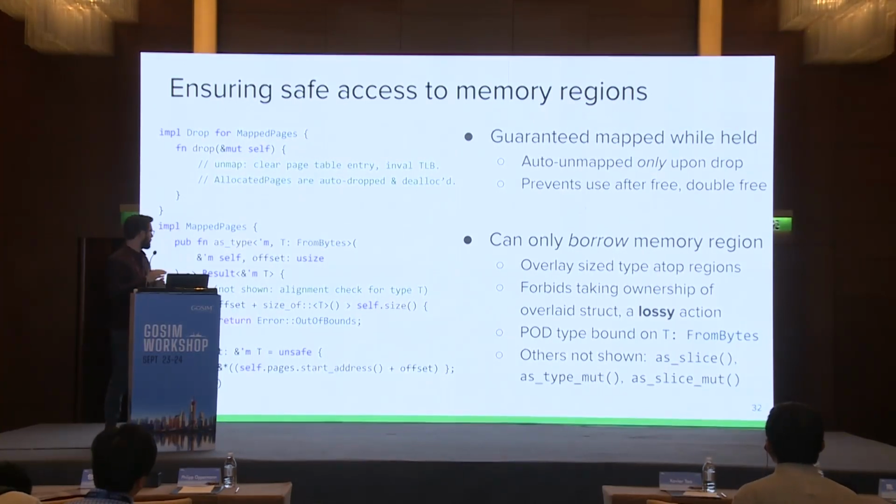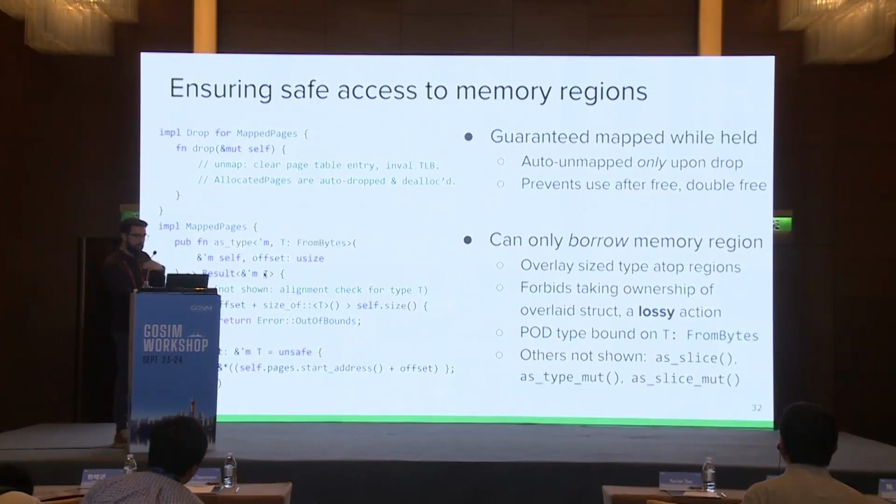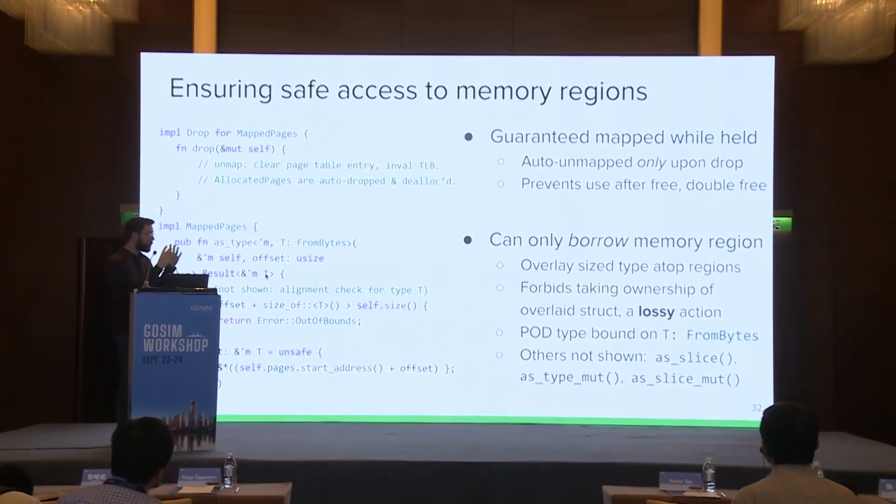So I know that was complicated, but what I mean by that is we only return a reference. We only return a reference here to whatever type we have overlaid on top of mapped pages, right? You cannot obtain a standalone owned instance of T here. That's just forbidden, right? So basically, you can only borrow the memory region as a particular type.